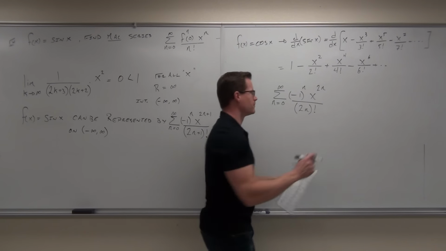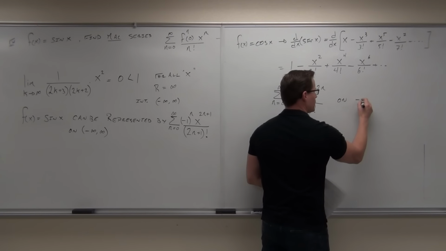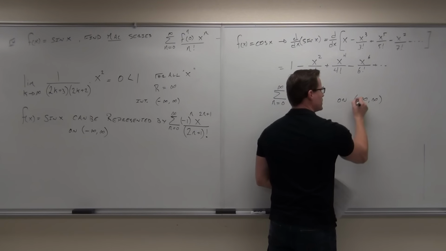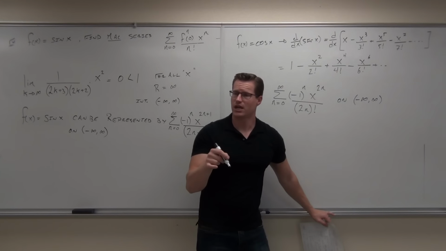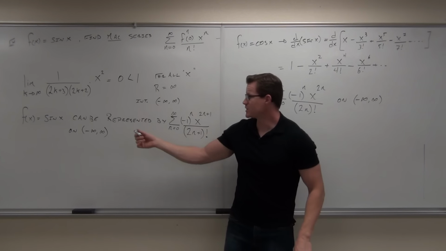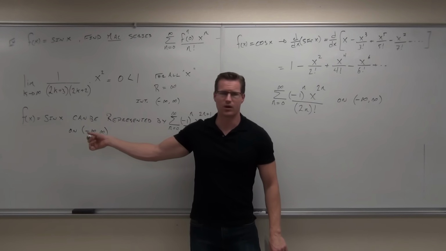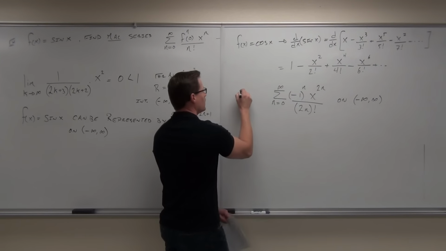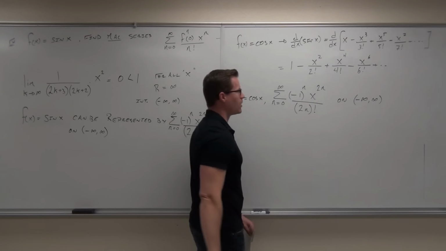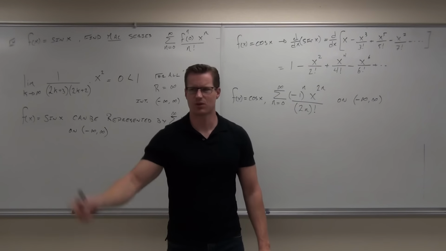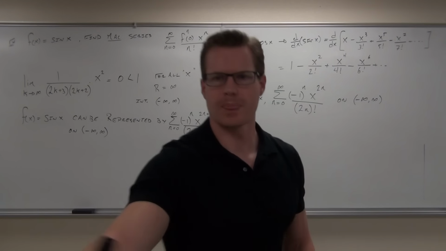What's the interval? Do you remember me telling you that when you take derivatives and integrals, your interval of convergence does not change, only the endpoints. Since we don't have any endpoints, our interval is exactly the same. So, cosine x can be represented by this thing on that interval. Show of hands, feel okay with that one? Okay.